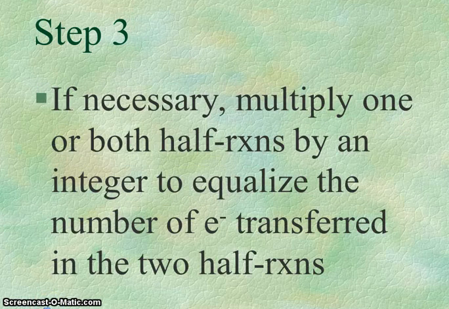Once those things are done, the next thing we're going to do is look at the two balanced half reactions. And we're specifically going to look at the number of electrons that are gained in the reduction and lost in the oxidation. Those two numbers have to be the same. If they're not, we're going to have to multiply one or both of the half reactions by some integer to equalize the number of electrons that are transferred between the two half reactions. We have to have the number of electrons gained equal to the number of electrons lost in a redox reaction.